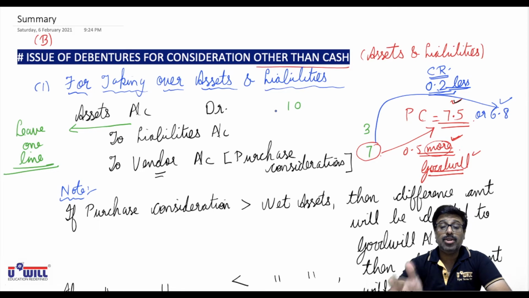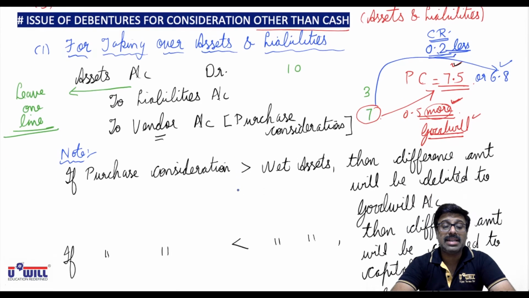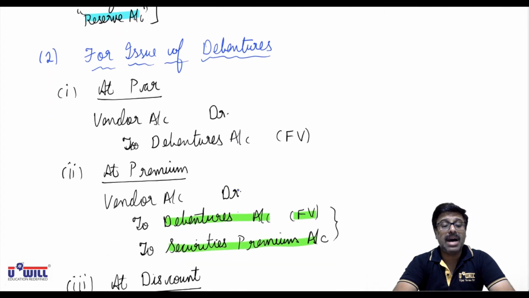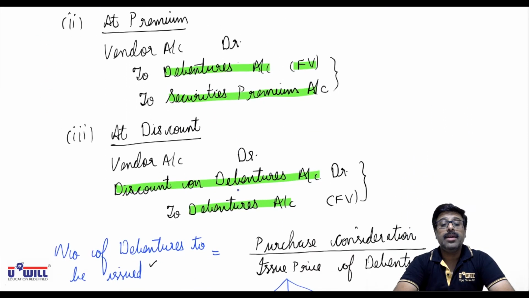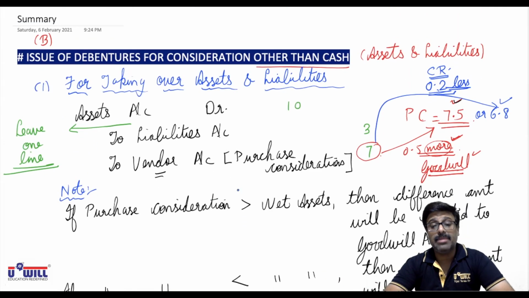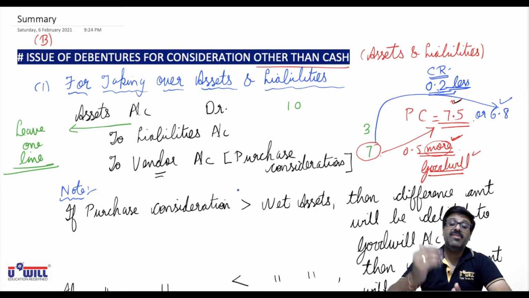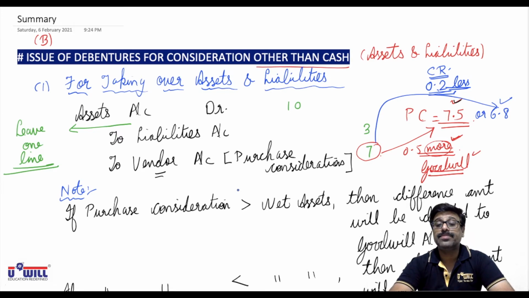You can pause the video, rewind and revise it again before we take up the practical questions. Or refer to your notebook and understand the entries once again. A total of 2 entries will come for every situation. One is for taking over assets and liabilities, and the second is for issue of debentures. In the second entry, 3 alternatives are possible: the debentures may be issued at par, premium or discount. Take out question number 2 of your study material. Pause the video, take out question number 2 and revise with all these entries first before we start with the practical questions.